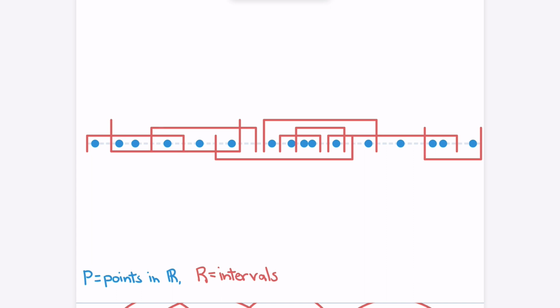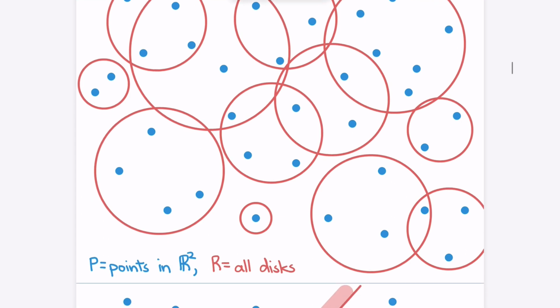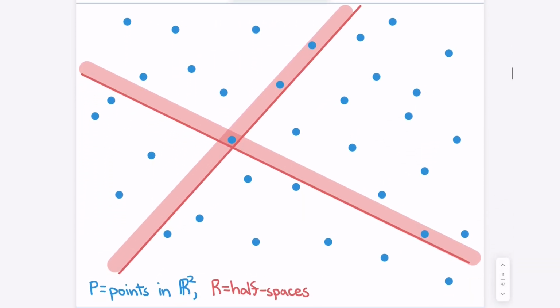So that's one example. Another example that I mentioned earlier, you have points in R2 and then the set of all possible disks. Another example. A third example are half spaces. I can only draw two-dimensional pictures. So here there's a line splitting the space in half, and the highlighting is that side of the line.